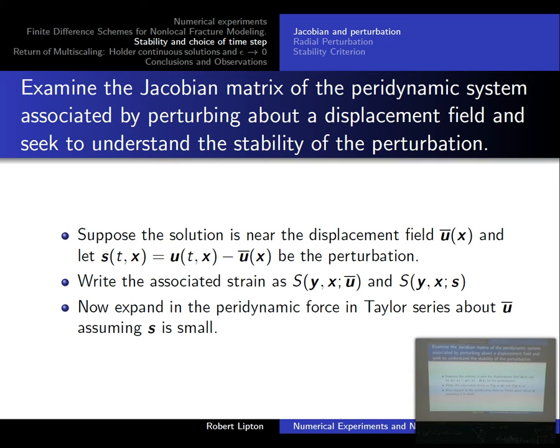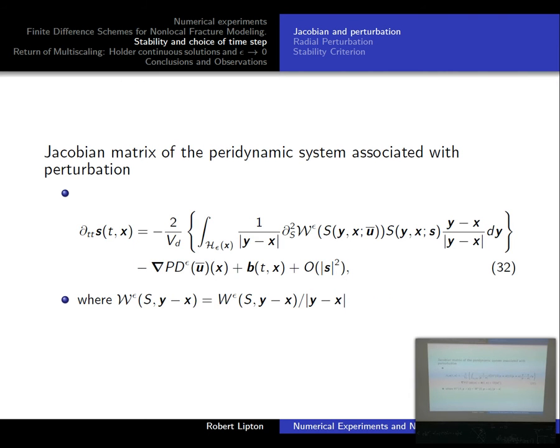Okay, so we take a perturbation and we investigate. We want to know, does this perturbation go to zero, in which case we would be getting closer as we evolve to time t, or is this perturbation blowing up? Okay, and so we'll write the associated strain for the state we start at here, and the strain of the perturbation we write there. And now we expand the peridynamic force in Taylor series about where we start and assume S is small. So we do this formally.